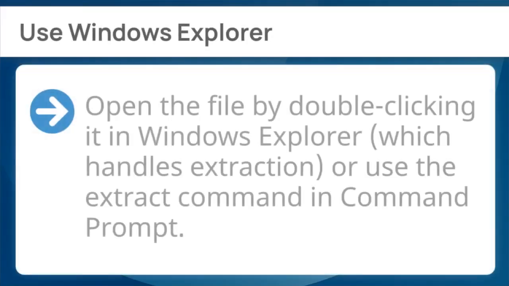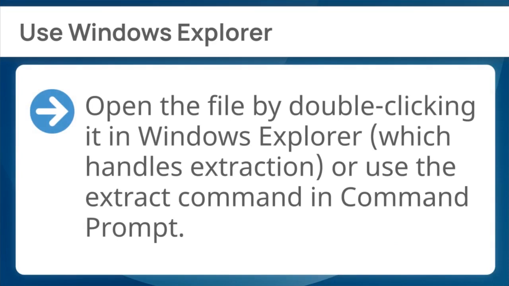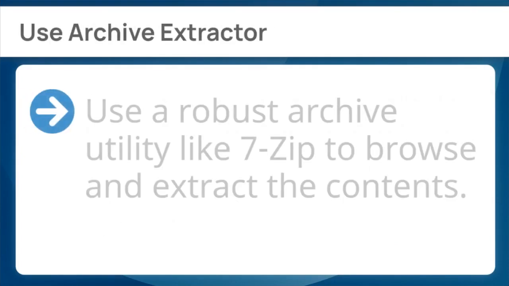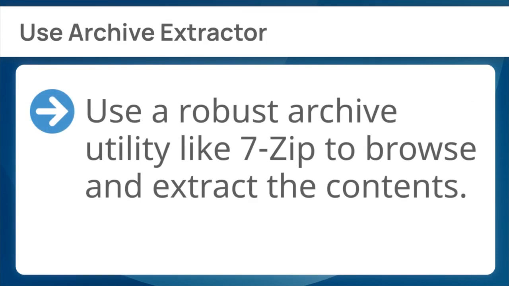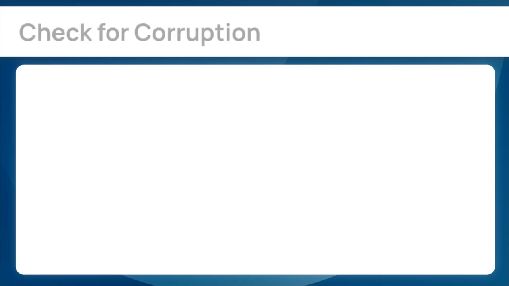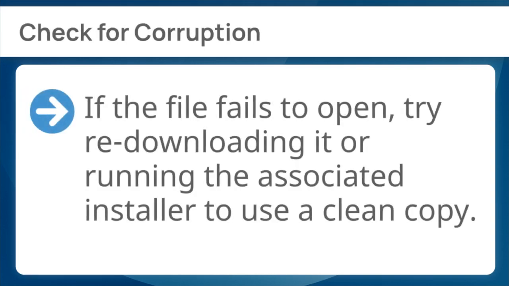First, use Windows Explorer. Open the file by double-clicking it in Windows Explorer, which handles extraction, or use the extract command in Command Prompt. Next, use Archive Extractor. Use a robust archive utility like 7-zip to browse and extract the contents. Finally, check for corruption. If the file fails to open, try re-downloading it or running the associated installer to use a clean copy.